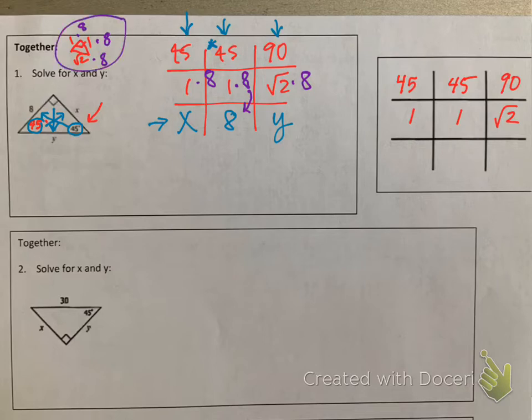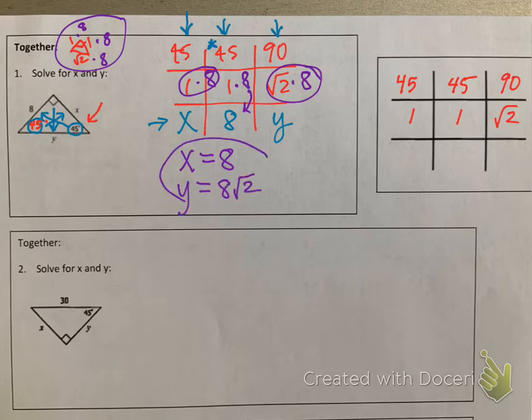I'm just showing you what you're essentially doing with this chart. So we could find X and Y pretty quickly now. X is just 1 times 8, so X is equal to 8. And then Y is 8 times root 2, so that's just 8 square root of 2. You're going to keep your answer as a simplified root.